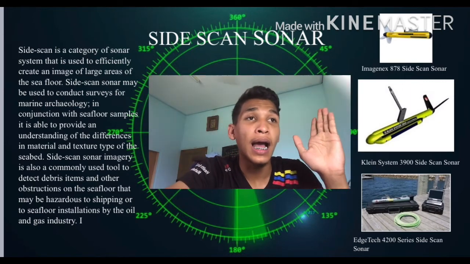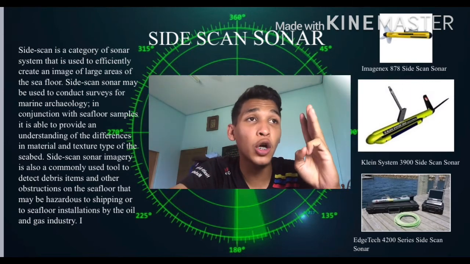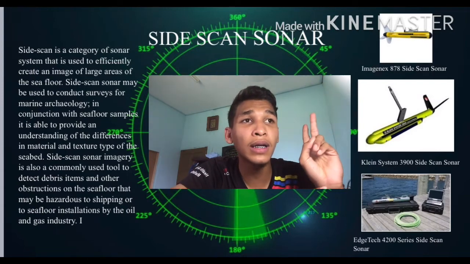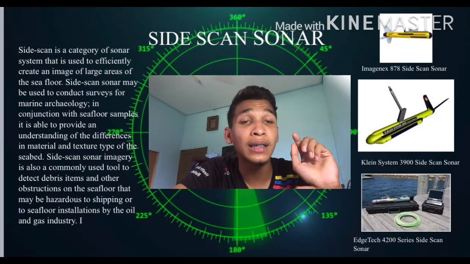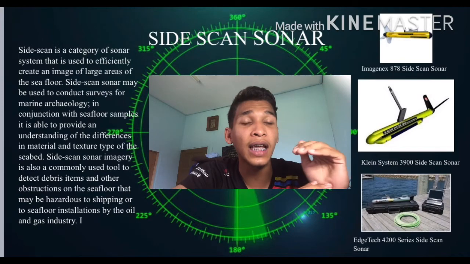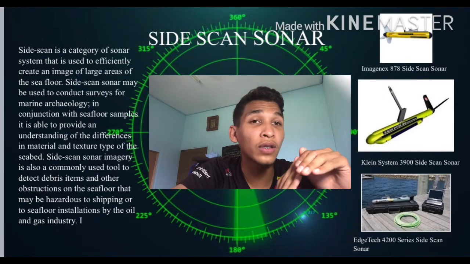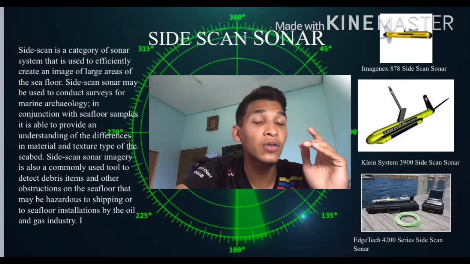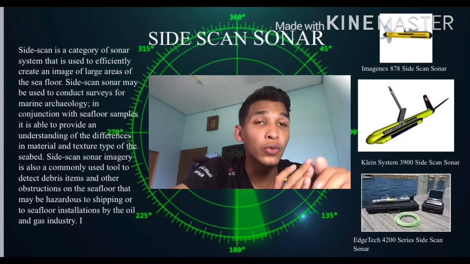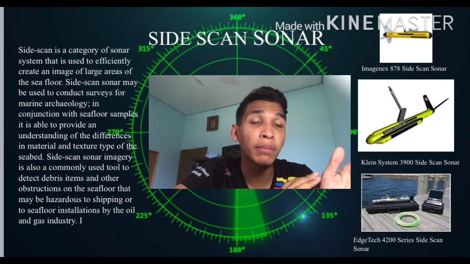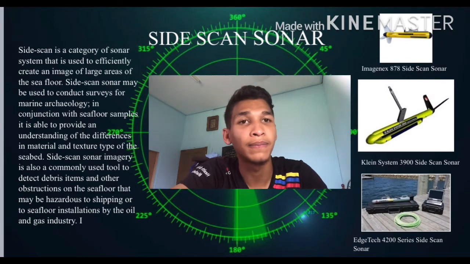In this way, I have 3 examples of side scan sonar. The first one is the Imagenex 878 side scan sonar. The second one is the Klein System 3900 side scan sonar, and the EdgeTech 4200 series side scan sonar. These are all the sonars that we use. How we use them is they are towed behind a vessel.